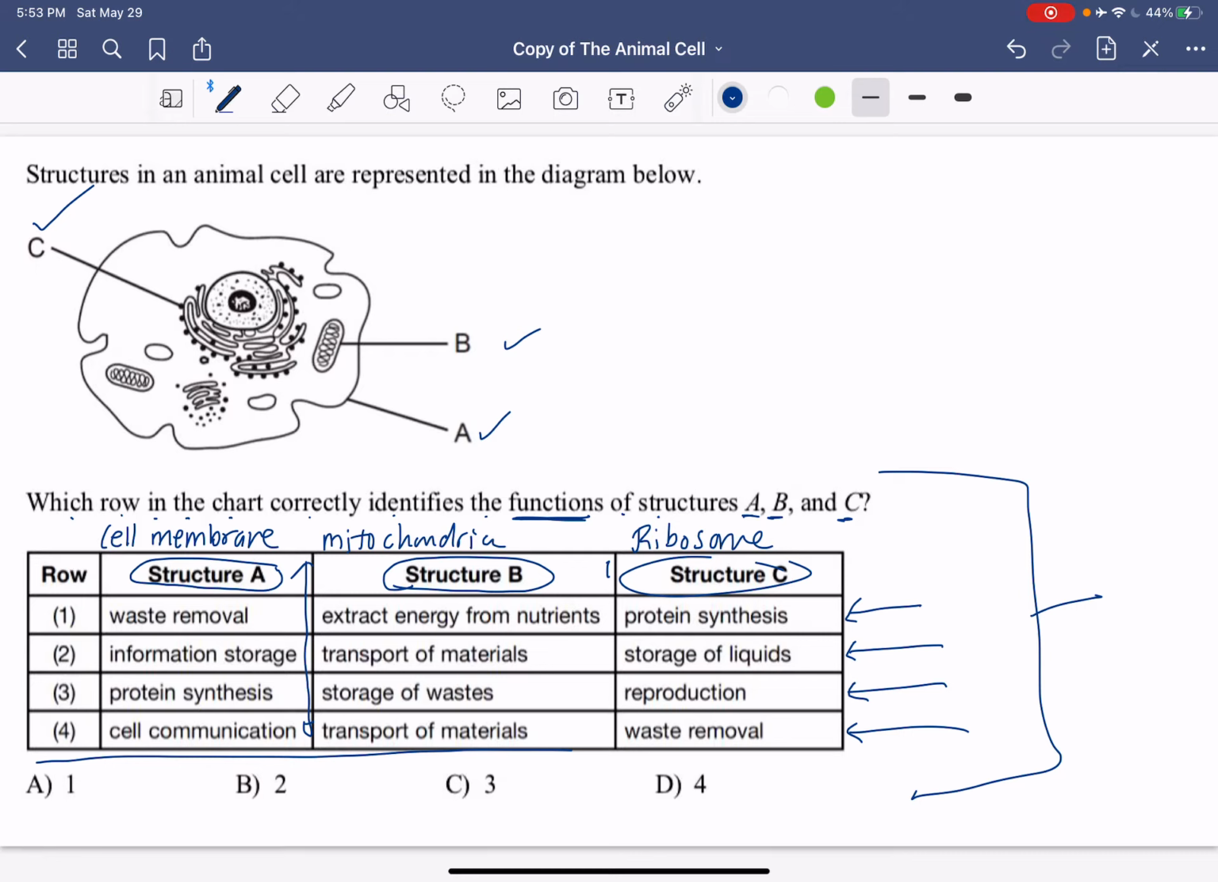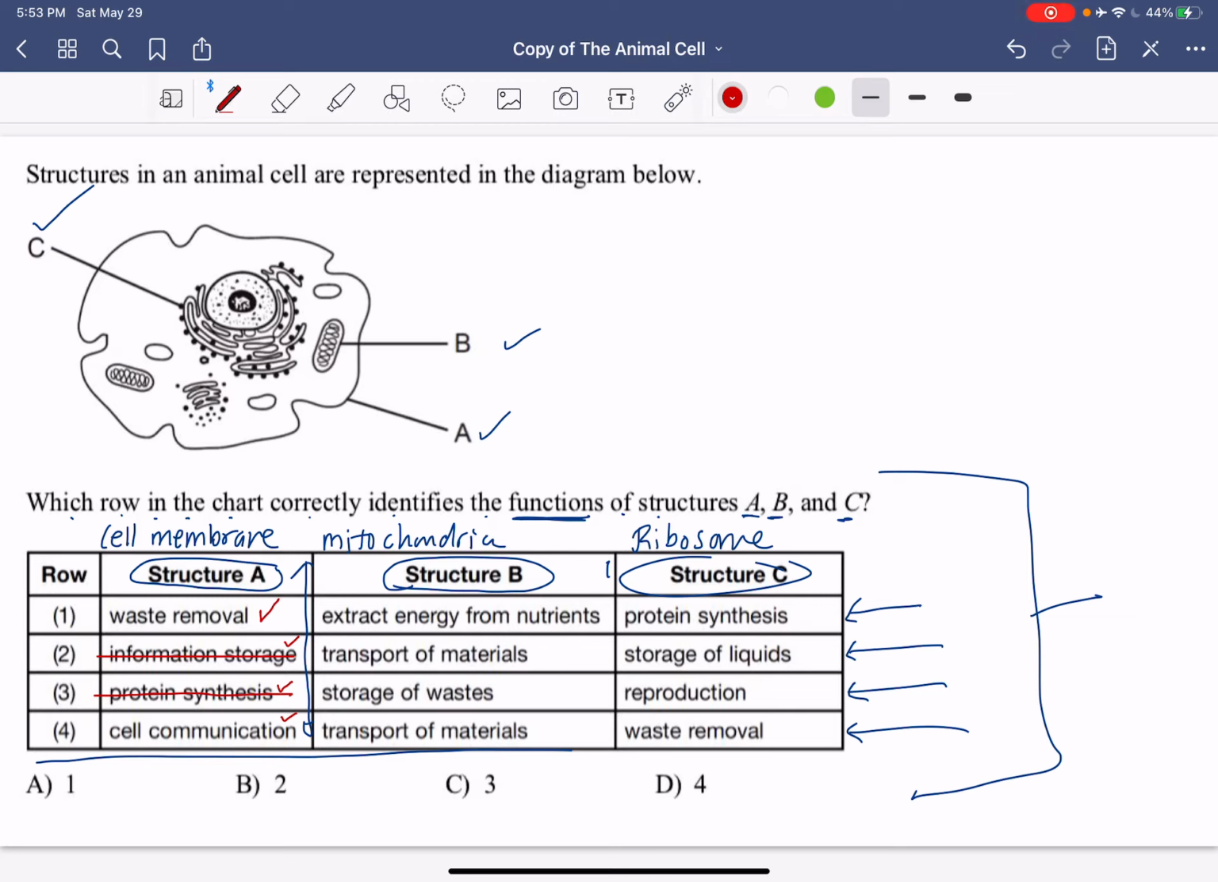Okay, let's start from structure A, cell membrane. Does the cell membrane do waste removal? Does the cell membrane store information? Does it go through protein synthesis? Does it do cell communication? Okay, so it definitely does not store information. It definitely does not produce proteins. It doesn't do anything with proteins.